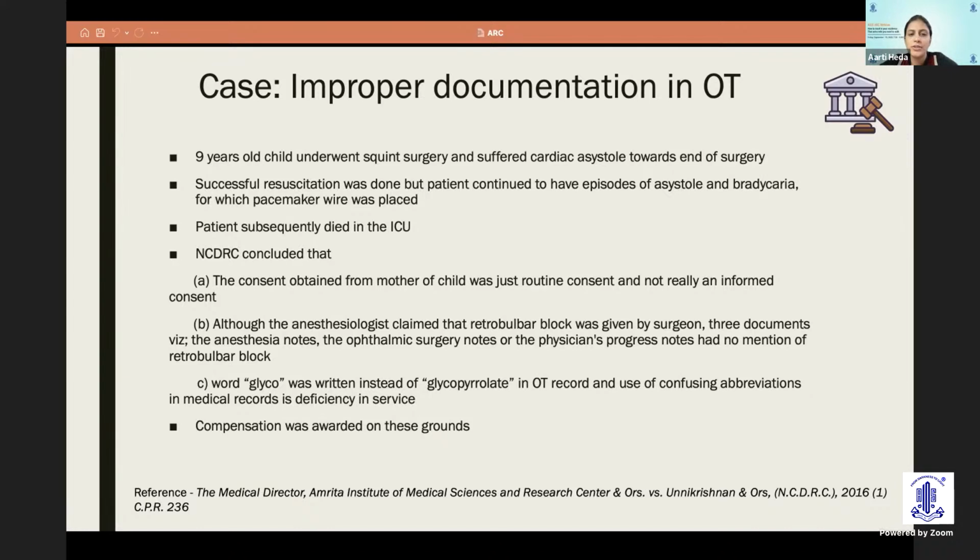Although the anesthesiologist claimed that the retrobulbar block was given by the surgeon, 3 documents, that is the anesthesia notes, the ophthalmic surgery notes, and the physician's progress notes, had no mention of a retrobulbar block. The word glyco was written instead of glycopyrrolate in OT records, and the use of such confusing abbreviations in medical records is a deficiency in service. So considering all these points, compensation was awarded to the patient.